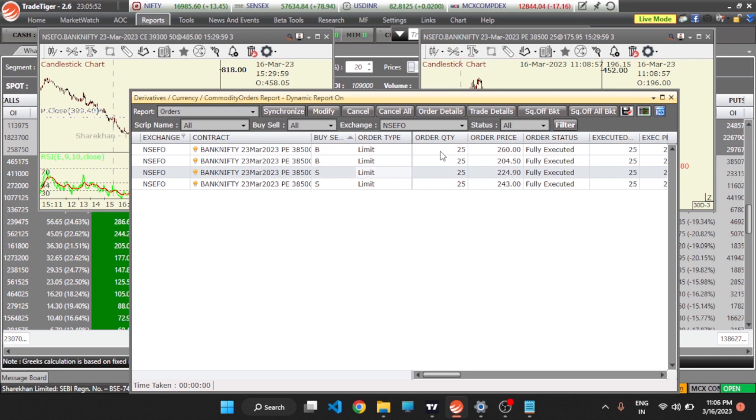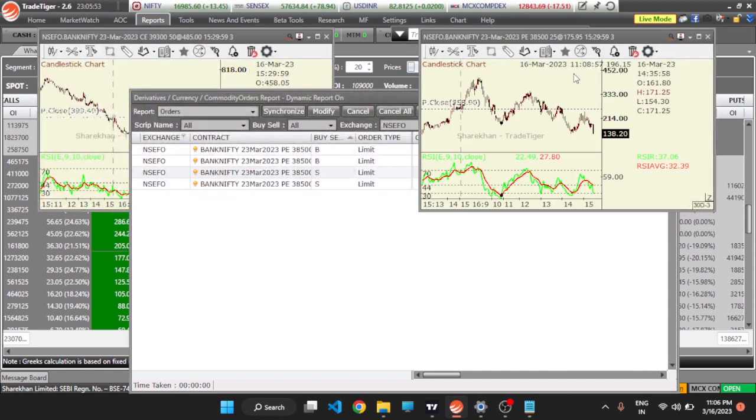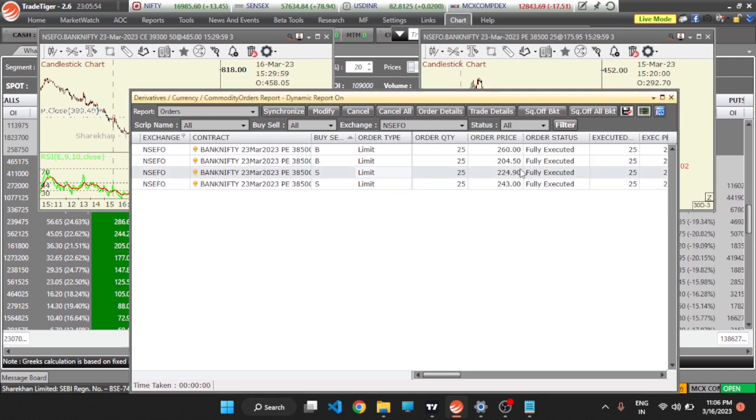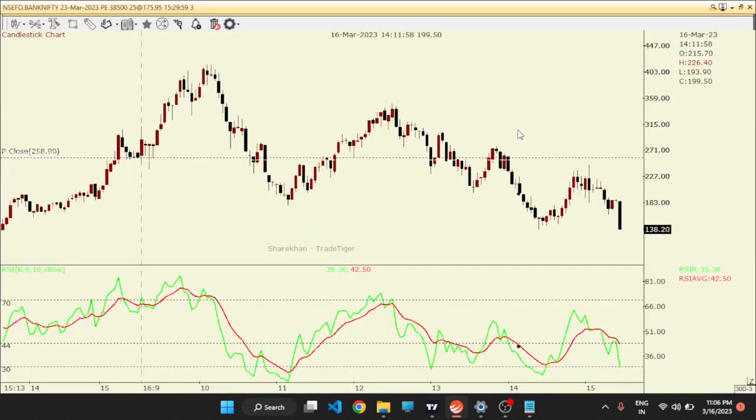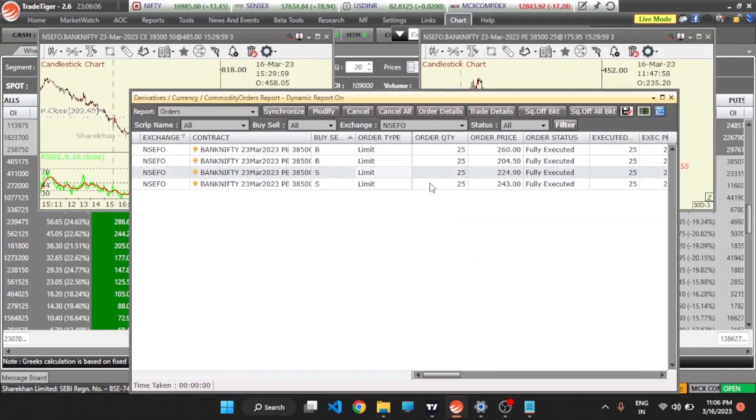After that, I took another buy position. Here you can see the second one at 204.90, at this entry. Yeah, the closing of this candle was 207. Yes, this was also the same. 10 seconds before, it was 204. After that, I got out at 243.